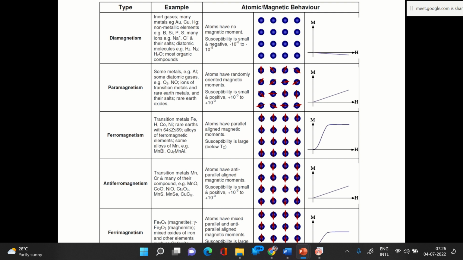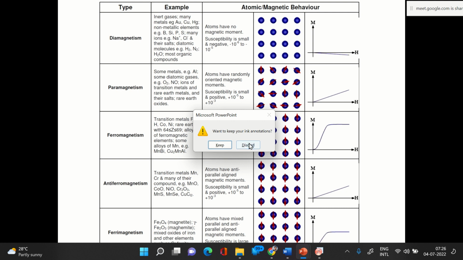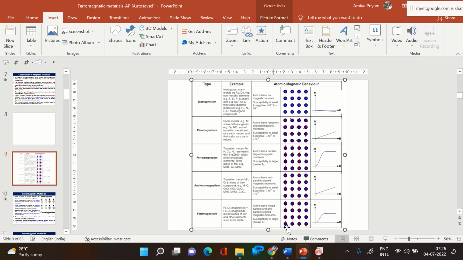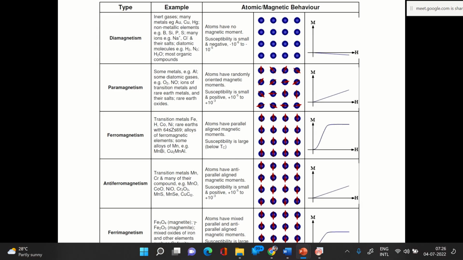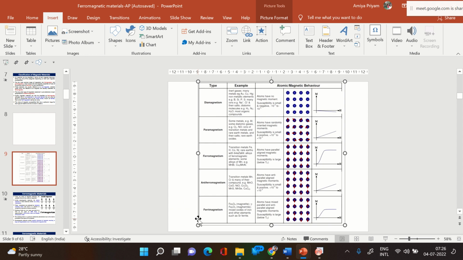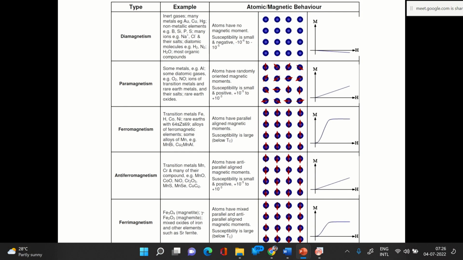So this is the summary. This slide summarizes all the different kinds of behaviors. It is going beyond the screen, so it is better that I make it smaller.